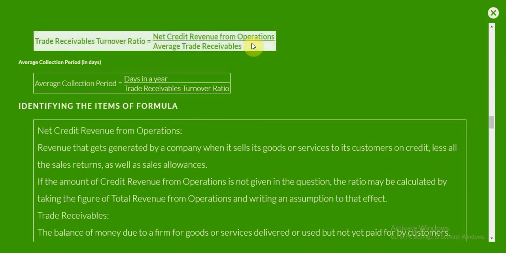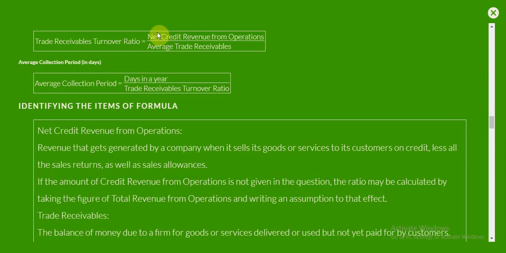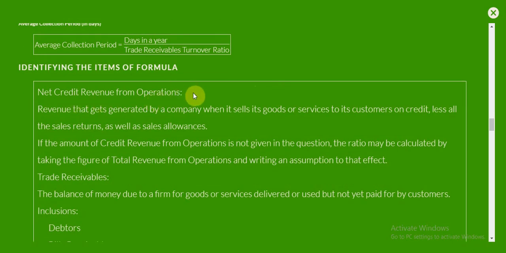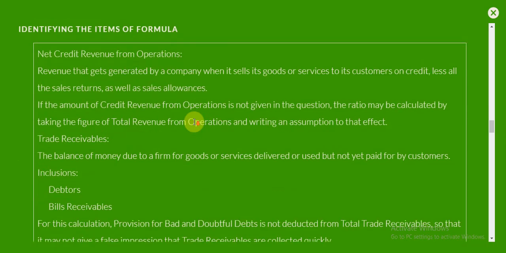Okay, now that we know the formula, we will look at each item of this formula. Net credit revenue from operations. It is a revenue that a company generates when it sells goods or services to its customers on credit, and because it is net revenue, we will have to subtract all the sales returns and the sales allowances.